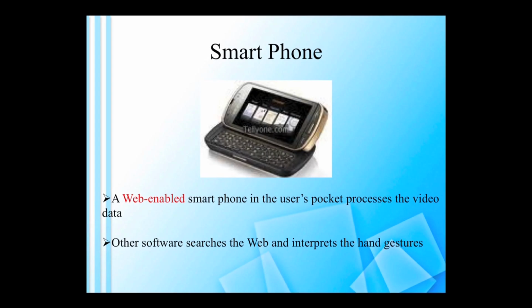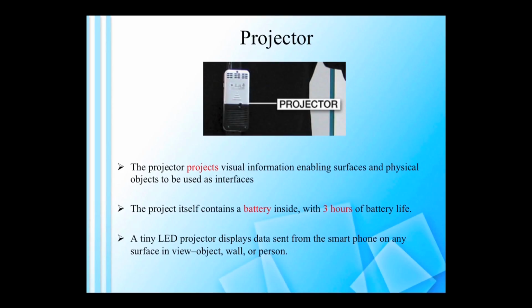the projected application interfaces. And next comes the smartphone. This is one of the most important components in this prototype because everything is done due to this. It takes the image from the camera and stores it into the cloud, I mean the web, and then that information is given to the projector so that it projects onto the surface.